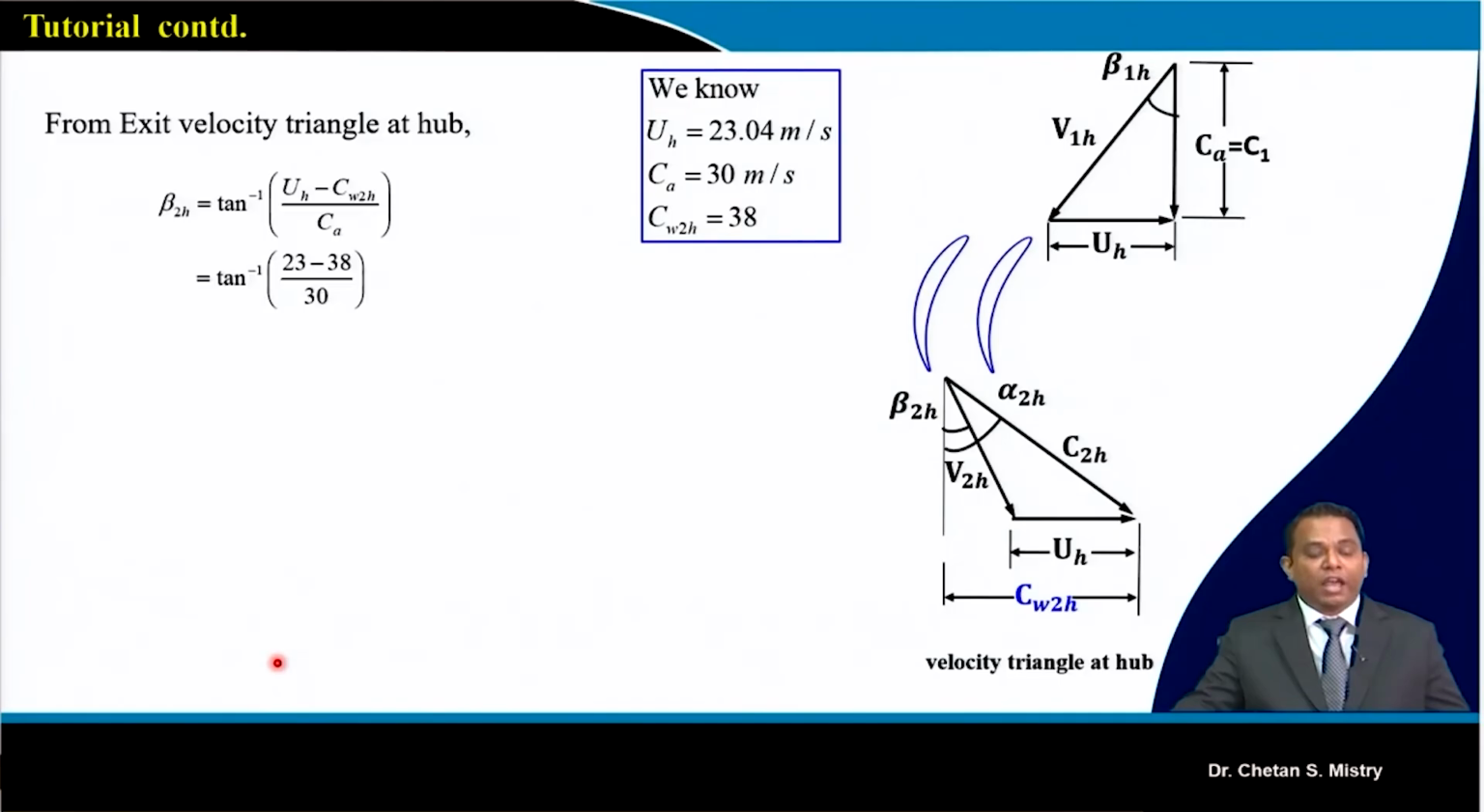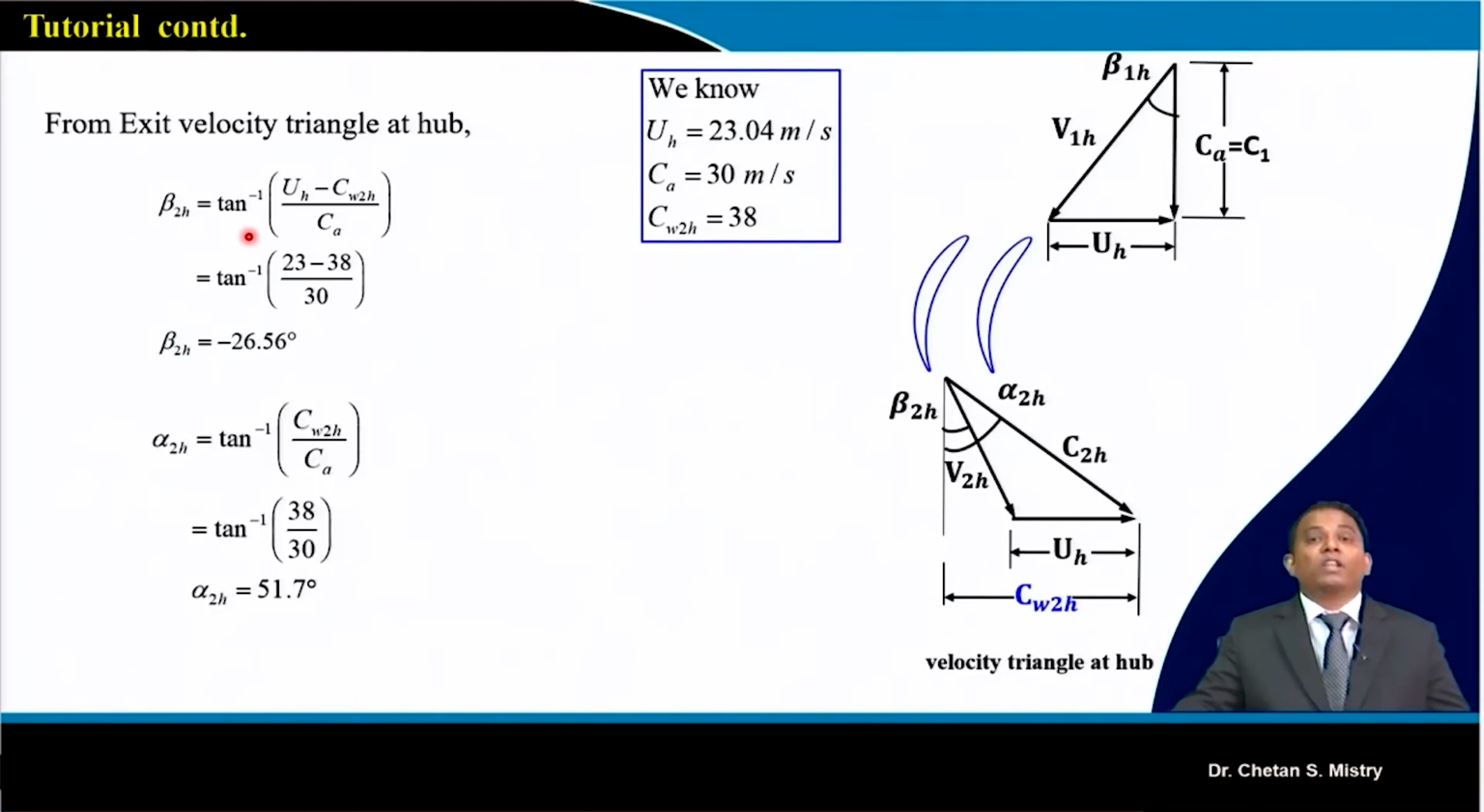Same way we can calculate beta 2 at the hub based on our exit velocity triangle. Okay, and this is similar to the calculation we have done at the mid section and at the tip section. This will give me alpha 2 and beta 2 at the hub station.